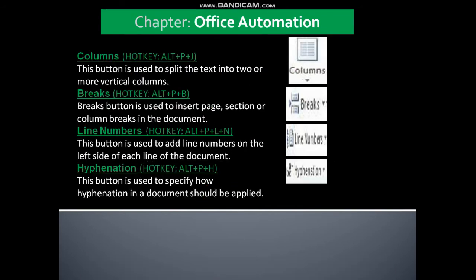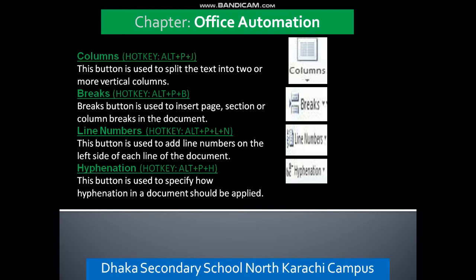Columns. This button is used to split the text into two or more vertical columns. Breaks. The Breaks button is used to insert a page, section or column break in the document. Line numbers. This button is used to add line numbers on the left side of each line of the document.